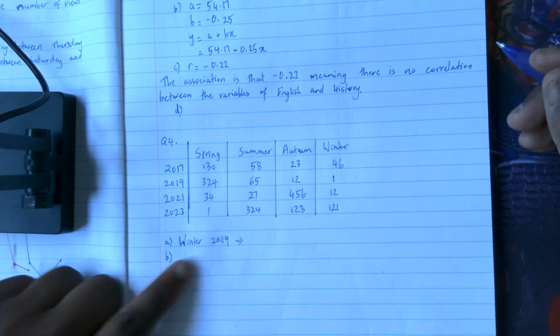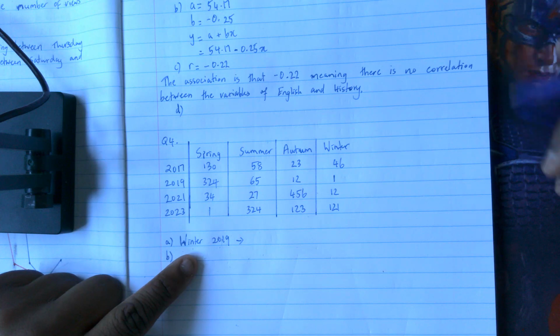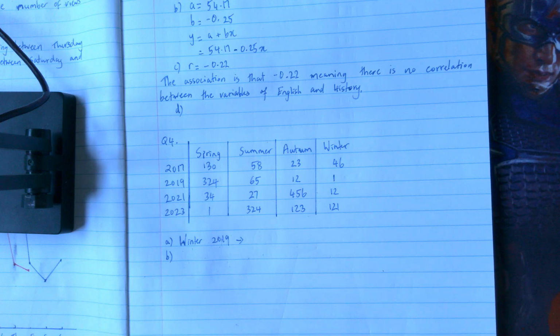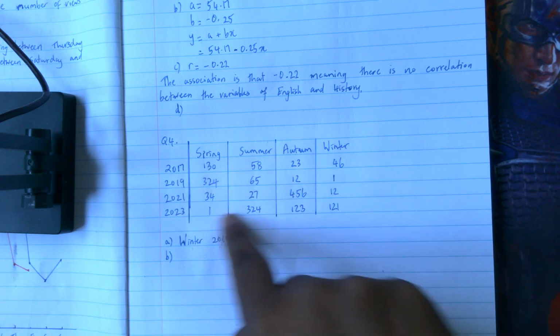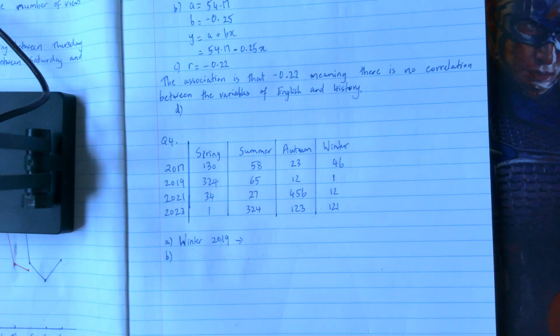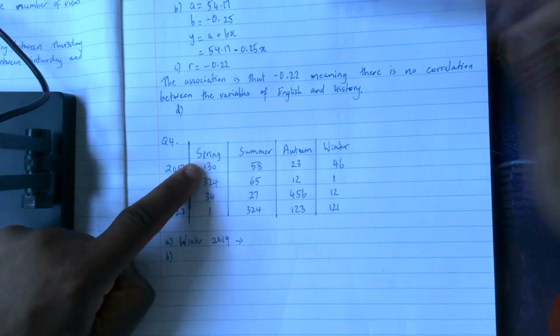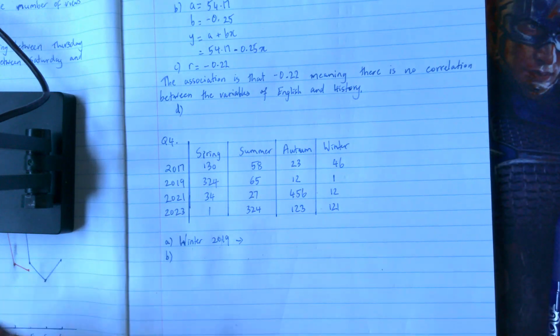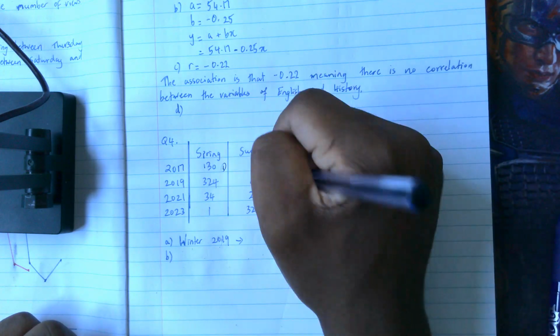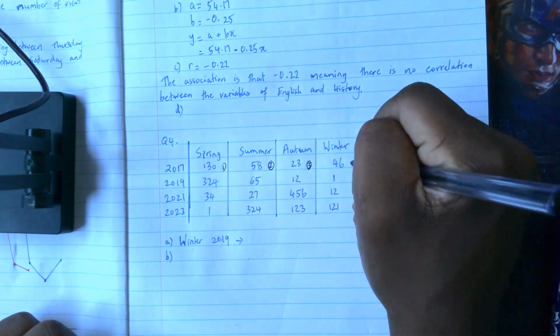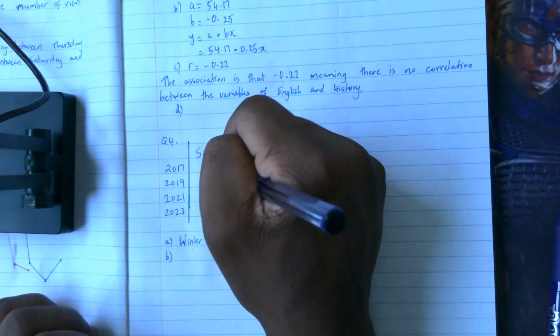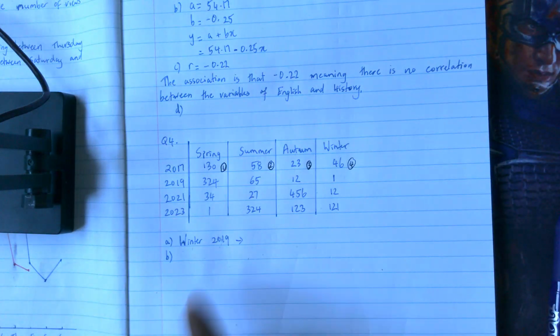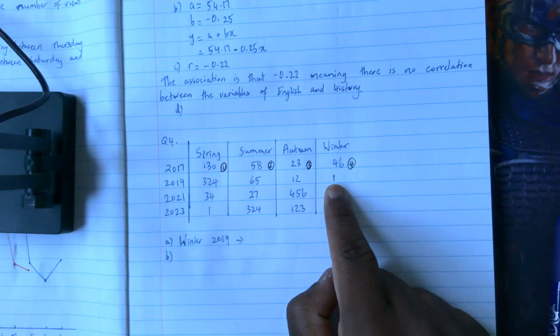So part A, we want to find out which coordinate, which time point represents winter 2019. We know from our assignment that when we do a time series graph on Excel, each one of these points is going to be on your x-axis a number. So on your x-axis, this coordinate will be 0.1, this is 0.2, 0.3, 0.4, and so on. So if we're looking for winter 2019, we're looking at this number here.